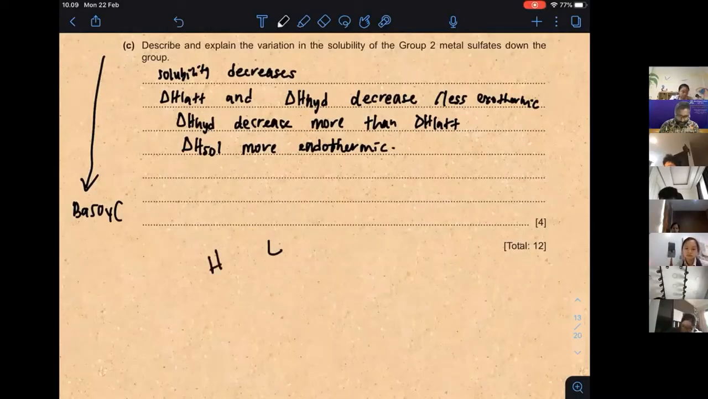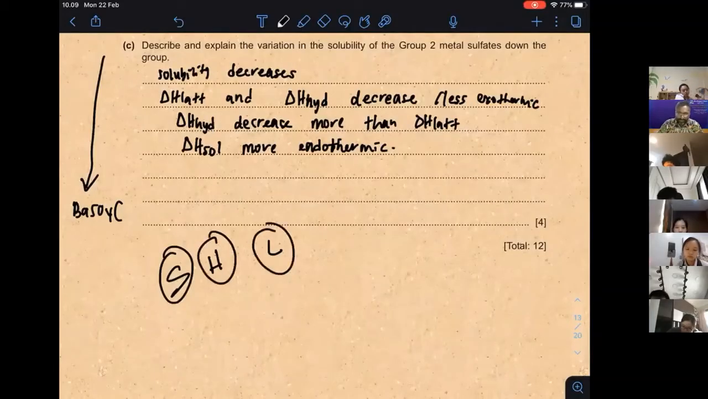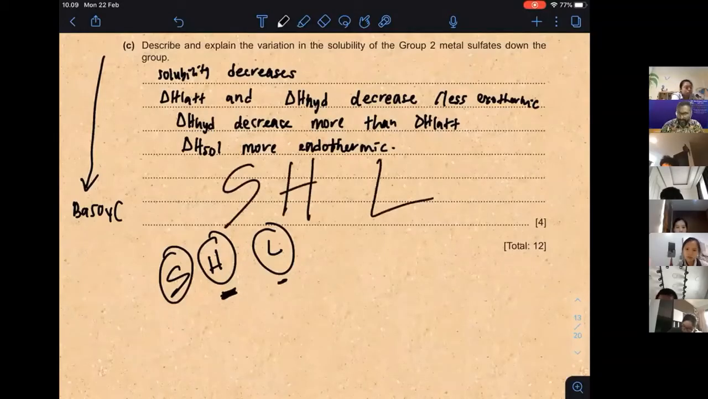Is it SHL? I think, if I'm not mistaken, SHL, sulfate. For sulfate, the hydration decreases more than lattice energy. For hydroxide, the lattice energy decreases more. Please remember this. SHL: sulfate hydration decreases more than lattice energy.